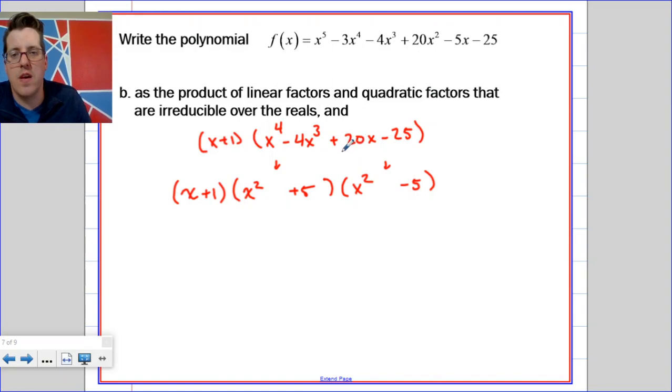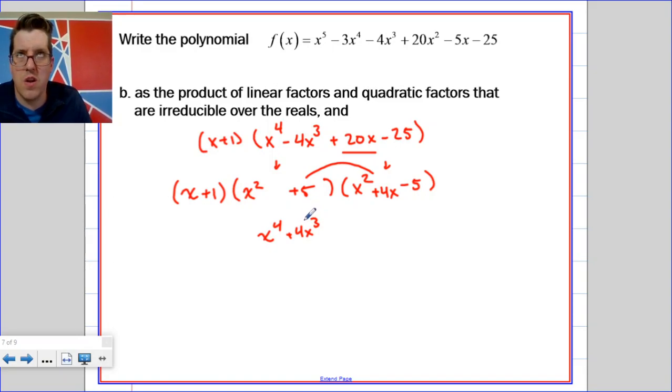So I'm going to look here and I'm going to say I could get a 20x if I multiplied this plus 5 by a plus 4x. Well, what would that give me? x to the 4th plus 4x cubed. Oh, that's kind of right. I want a 4x cubed, but I don't want it to be a plus 4x cubed. You got any ideas?